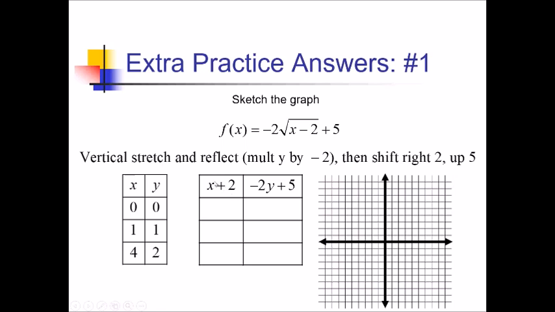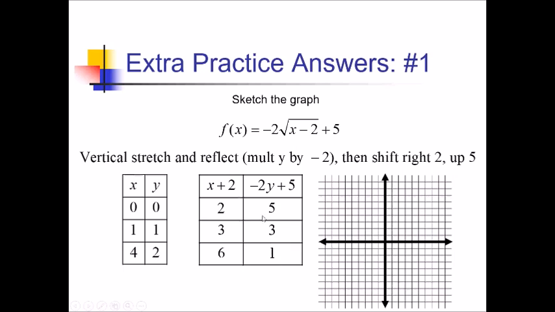Let me go ahead and add 2 to all the x values now. So that 0 plus 2 is 2, 1 plus 2 is 3, and 4 plus 2 is going to be 6. Now for the y values, again, we have to multiply by negative 2 and add 5. Negative 2 times 0 is 0, plus 5 is 5. Negative 2 times 1 is negative 2, plus 5 is 3. Negative 2 times 2 is negative 4, plus 5 is going to give us 1.